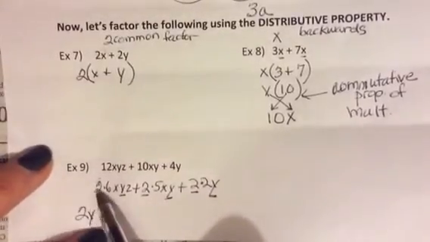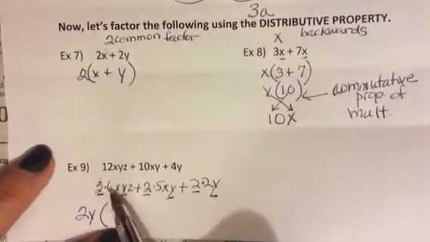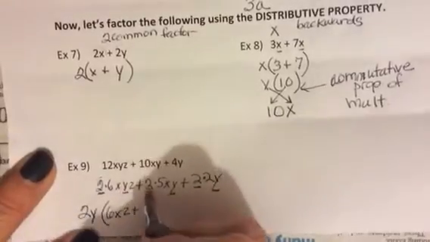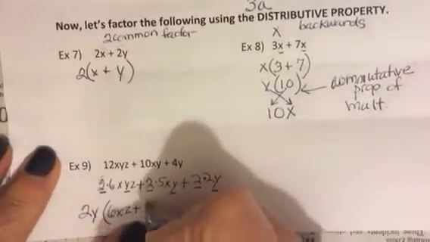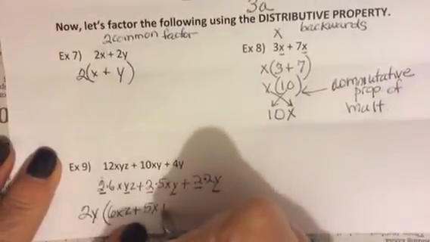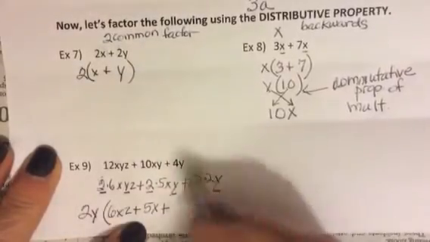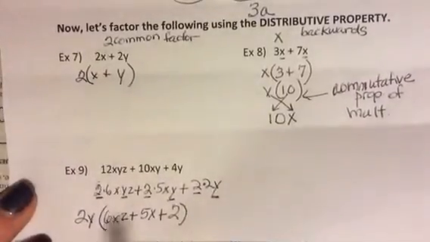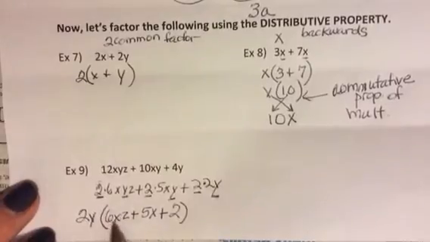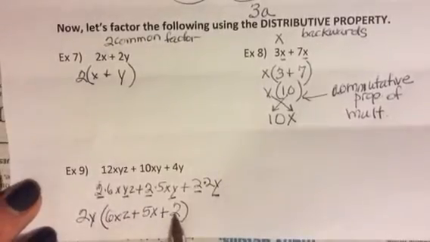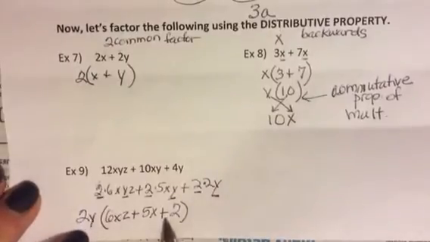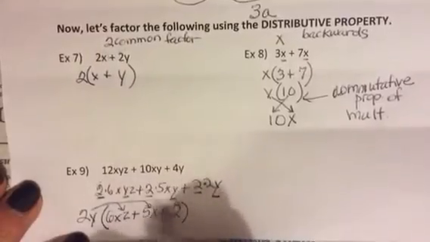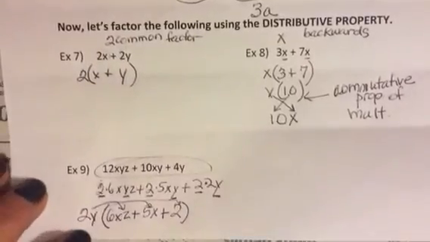When I factor it out, I'm dividing it out. So I'm dividing the 2 out and the y out. So I'm left with 6xz plus, divide the 2 and the y out here, and I'm left with 5x plus, divide the 2 and the y out here, and all I'm left with is the 2. So when I factor out a common factor, it's 2y times the quantity 6xz plus 5x plus 2. And if I wanted to check that it was right, I could distribute it back in to all three terms, and I should get this back again, which I would.